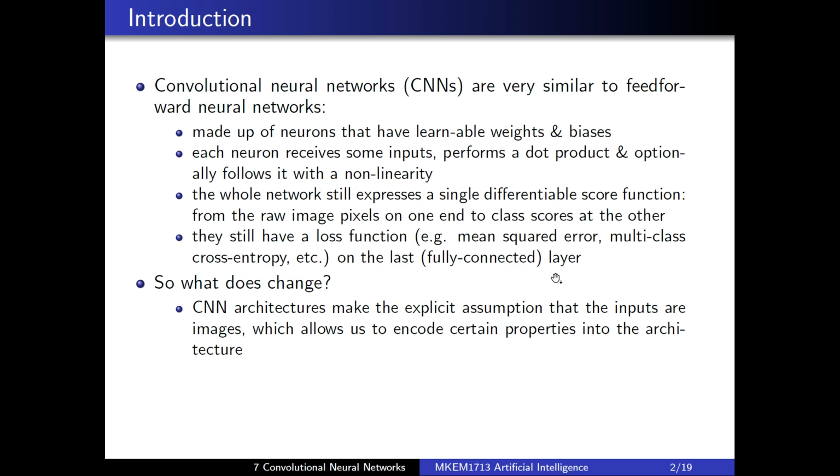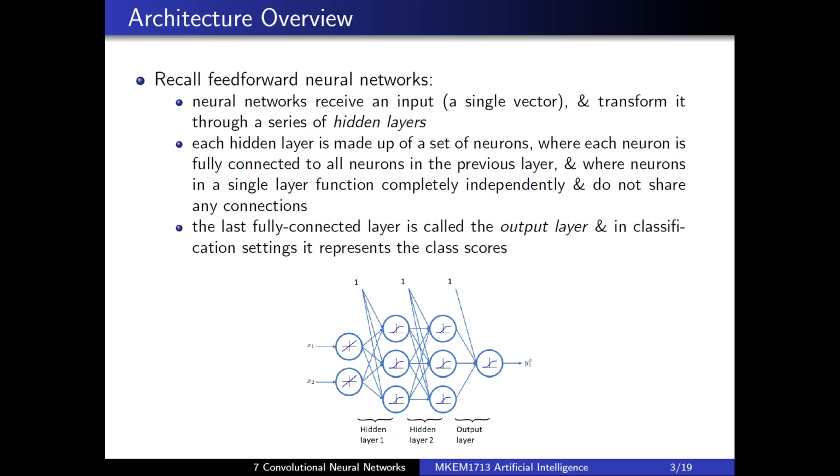So what does change? CNN architectures make the explicit assumption that the inputs are images, which allows us to encode certain properties into the architecture, even though the conventional feed-forward neural network would still work for input images, but we will see shortly that perhaps it's not that convenient.